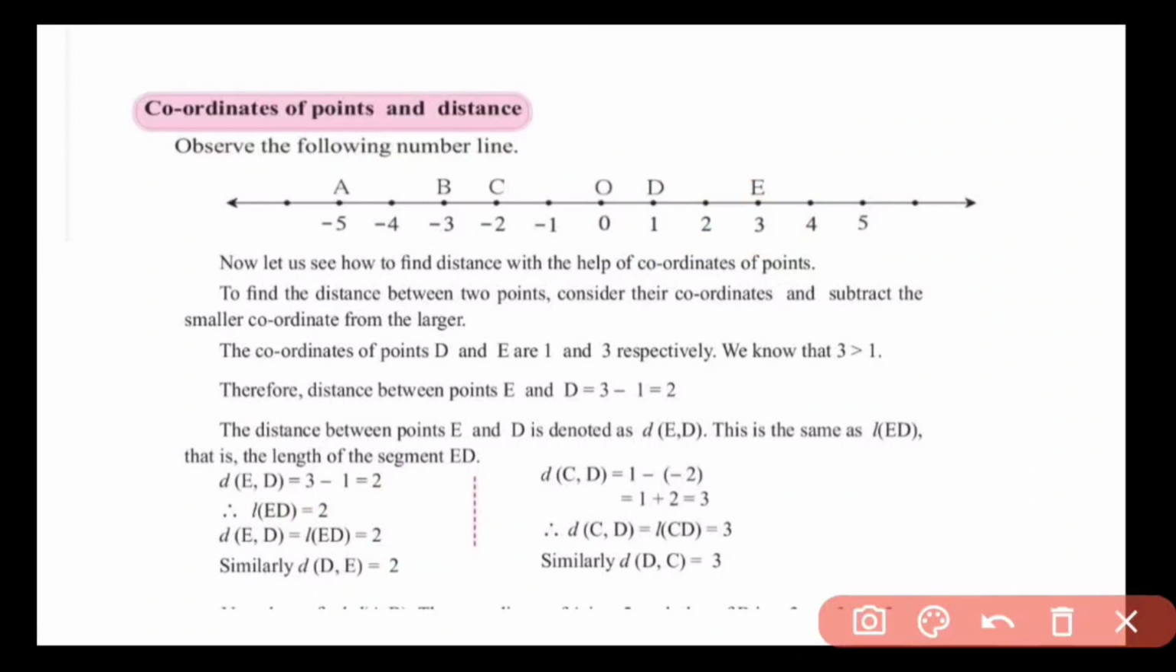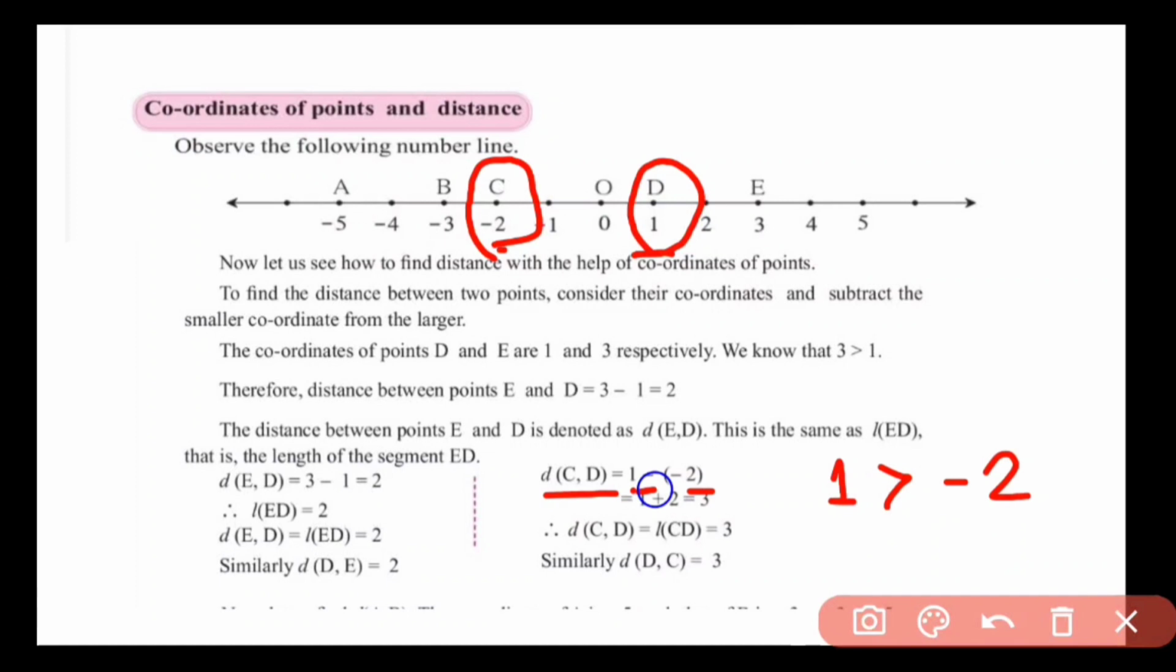Now let us check distance CD from C to D. Coordinate of point D is 1. Coordinate of point C is minus 2. So 1 is greater than minus 2. That means what? We have to subtract minus 2 from 1. 1 minus minus 2. That means 1 plus 2 is equal to 3. So distance CD is equal to 3. In this way, when we subtract the smaller coordinate from greater coordinate, we will get the distance between 2 points. Based on this concept, let us solve the sums from practice set 1.1.